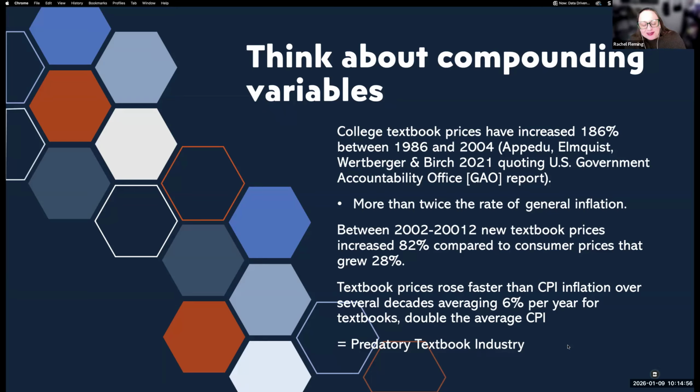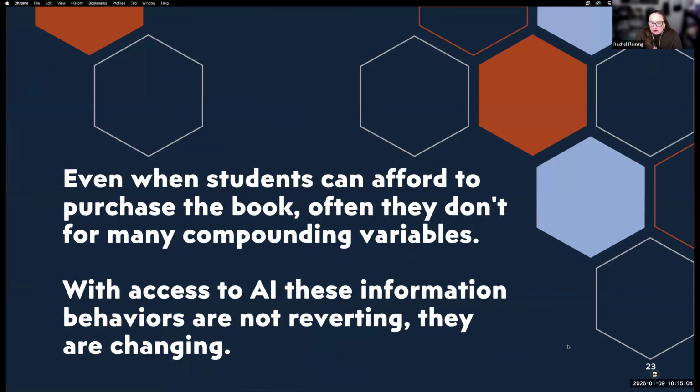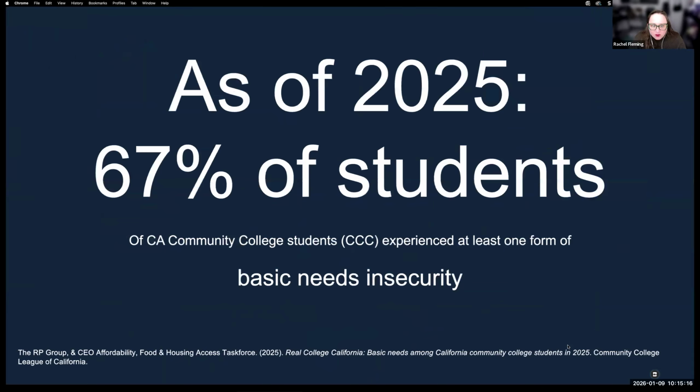And I totally wish OER had the textbook industry shaking in its boots, but we really don't yet. So even when students can afford to purchase the book, often they don't for many of these compounding variables. And with access to AI, these information behaviors are not reverting. They are changing, but we're not reverting back to what we had in the past. So part of the reason for that is some other contextual data.